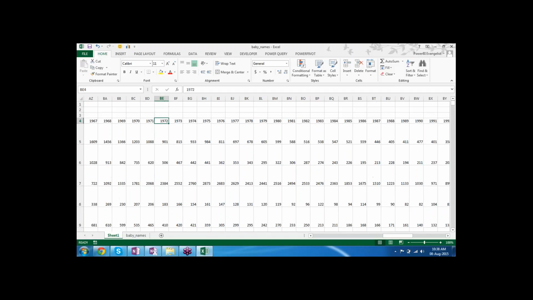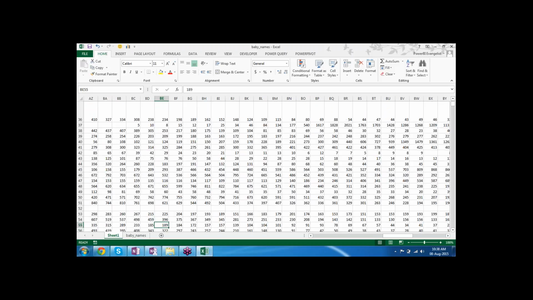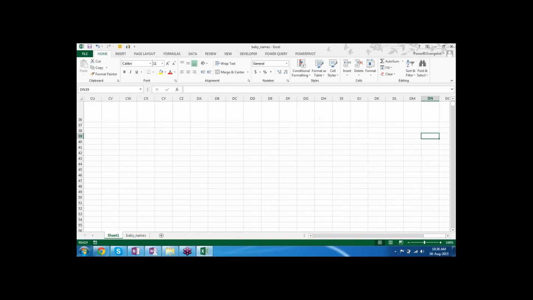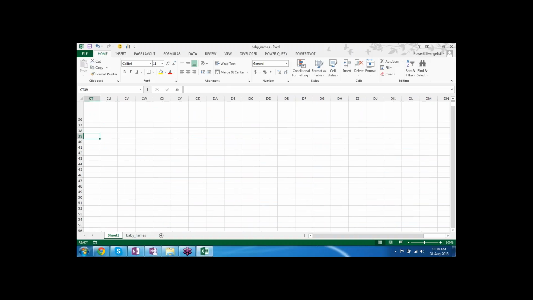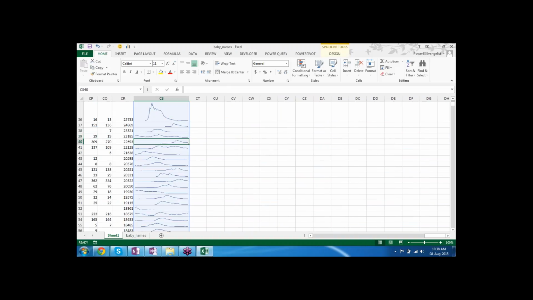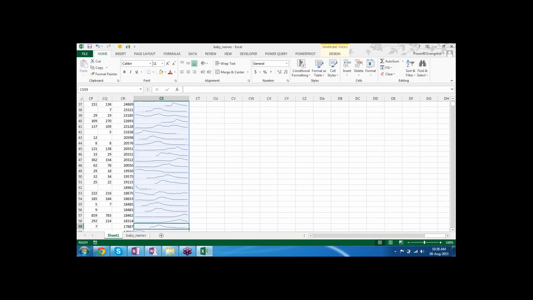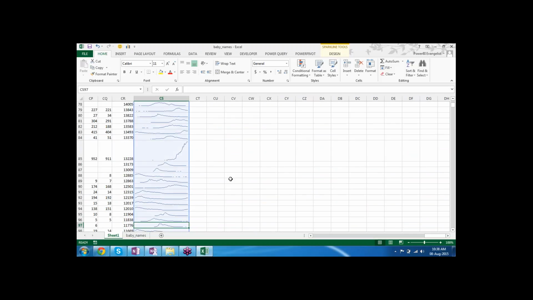So almost in the 1970s, it came up as a popular name, and then it is showing a steep growth over here. So this is the popular name we can see here. Similarly, there might be other popular names as well.